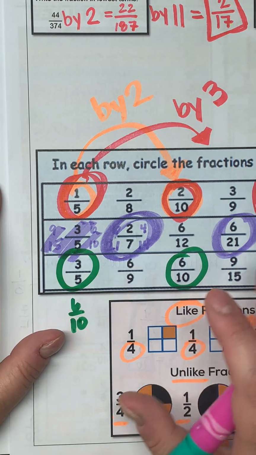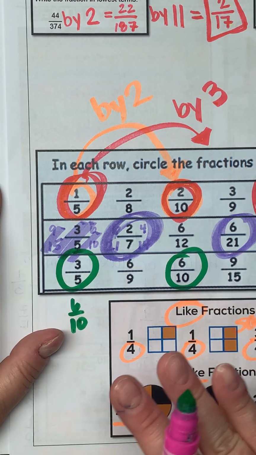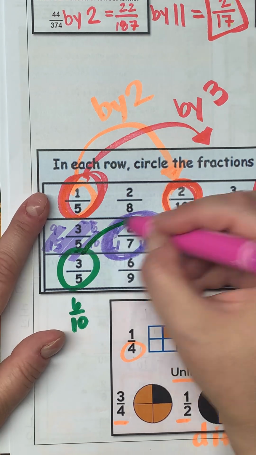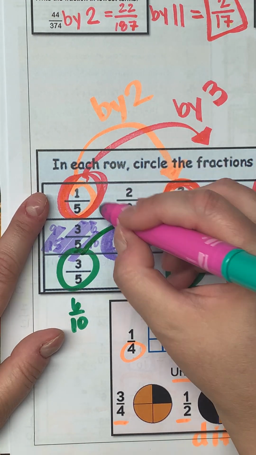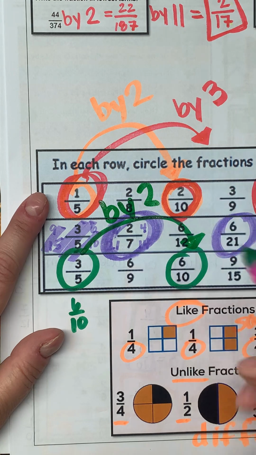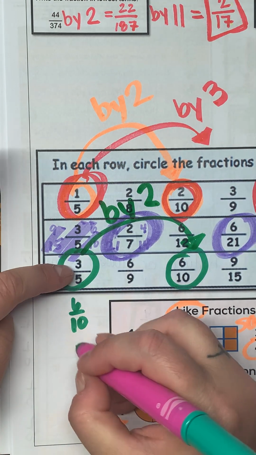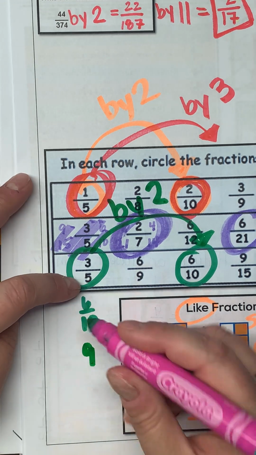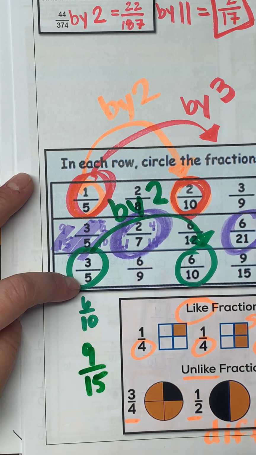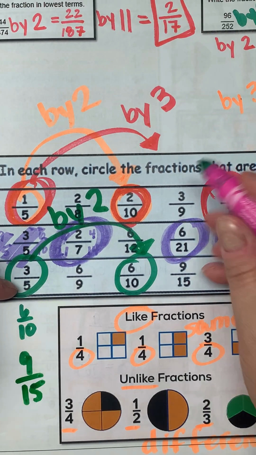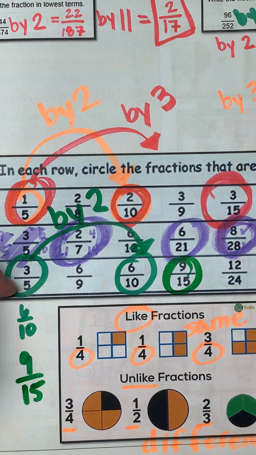Okay, let's try multiplying by 3 now. Because to get from 3 over 5 to 6 over 10, we multiplied by 2. But let's try multiplying by 3 now. So 3 times 3 is 9. 5 times 3 is 15. So do we have a 9 over 15? Hot dog, we do. Yes.